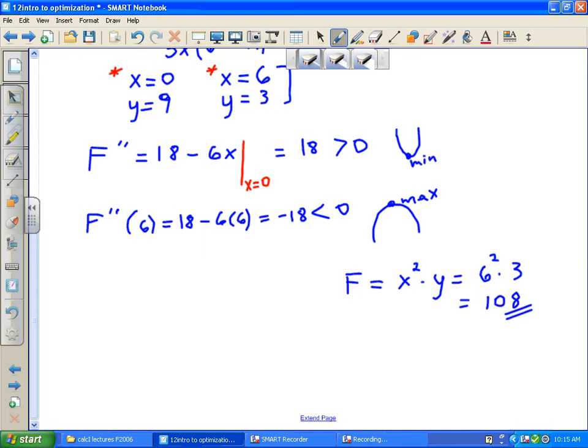So if you try any other combination of two numbers x and y that add up to 9, we expect that we're going to get something less than 108 when you put it into the x squared times y function. So the question was, what are the two numbers? And our answer is, the first number is 6, and the second number is 3. Those are the two numbers that the question was asking for.